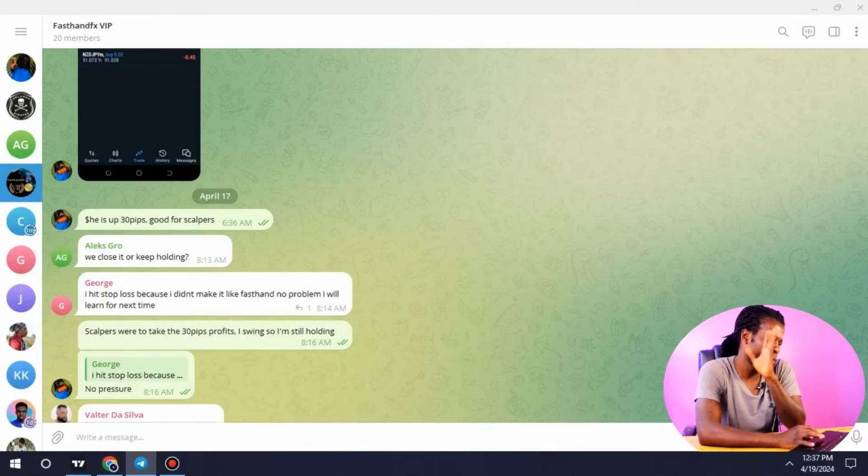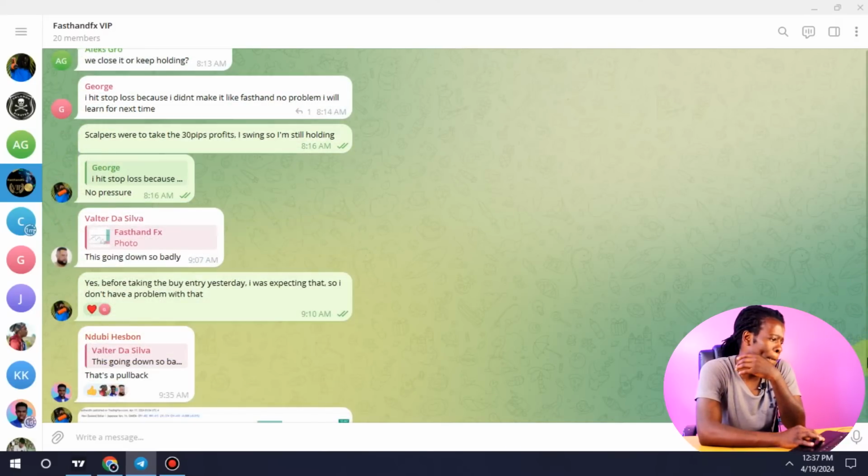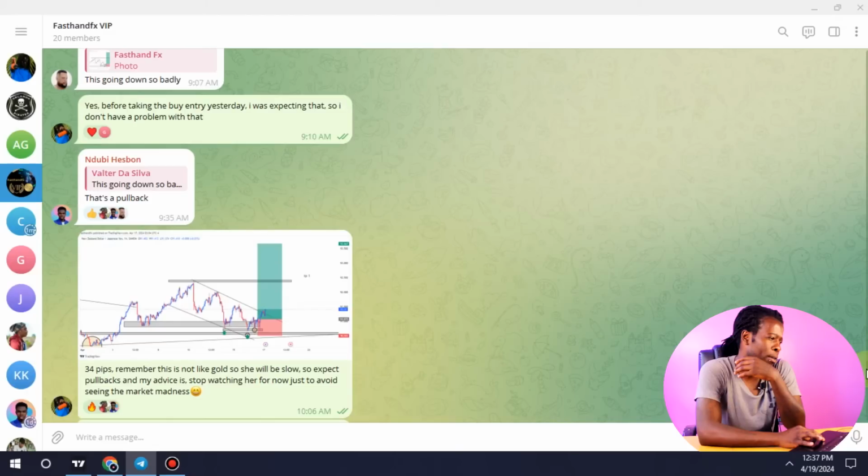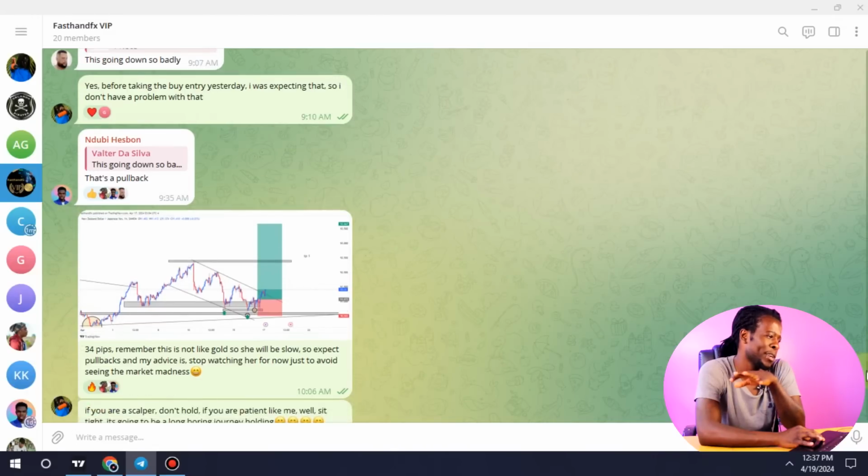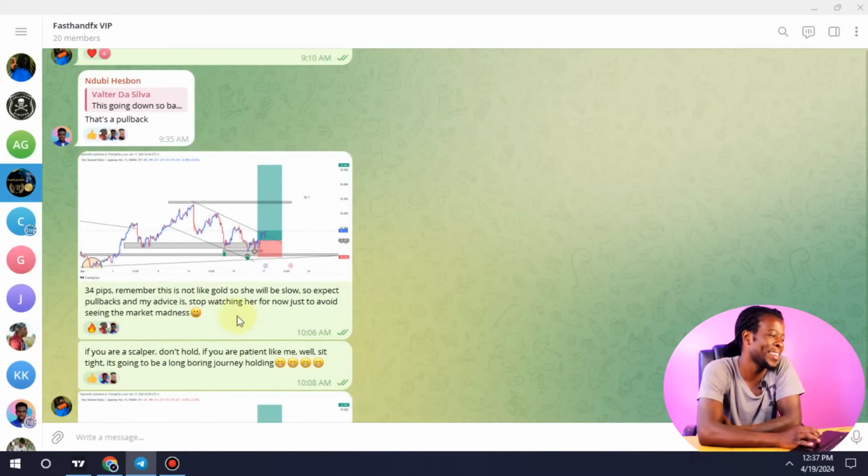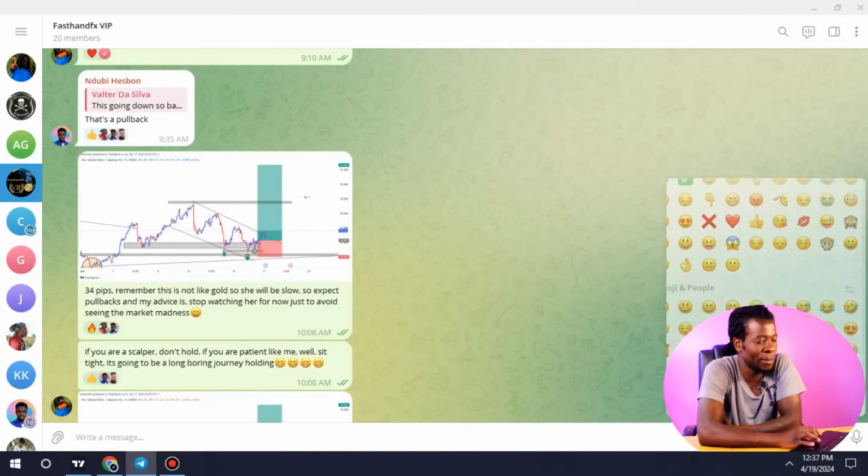Scalpers were to take that 30 pips profit. I swing, so I'm still holding. Yeah, I was still holding my position. Okay, somebody was saying that was when the market was pulling back, and I said, yo, keep calm, the market just needs to breathe. So 34 pips, remember, this is not like gold, so she will be slow.